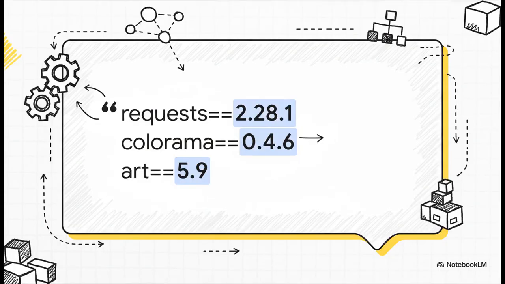And look, this is what one actually looks like. It's not scary, there's no complex code here, it's just a list. The name of the package, two equal signs, and the version number. That's it. So simple, right? Anyone can look at this and know exactly what your project needs.